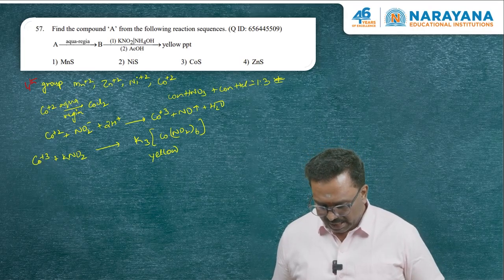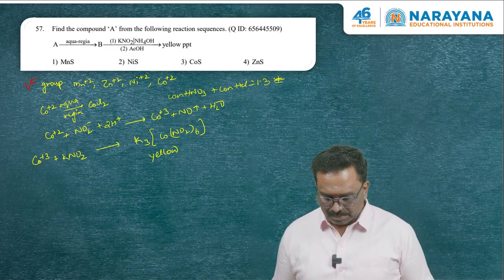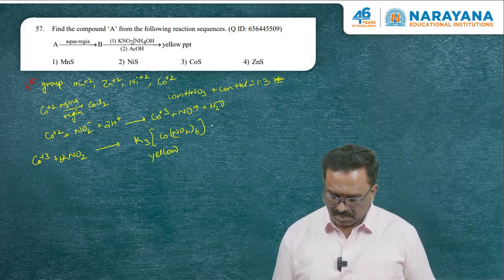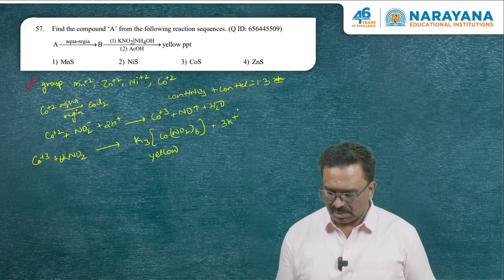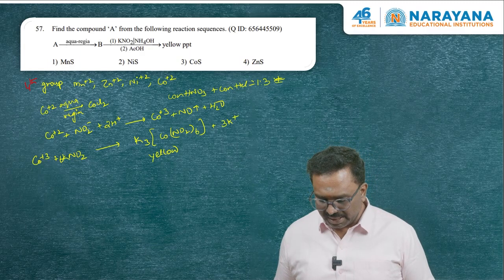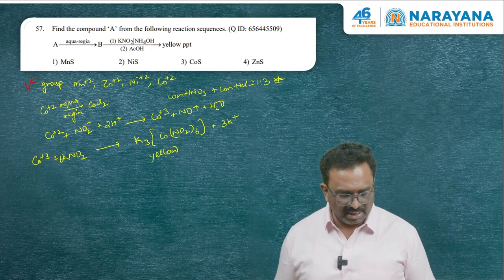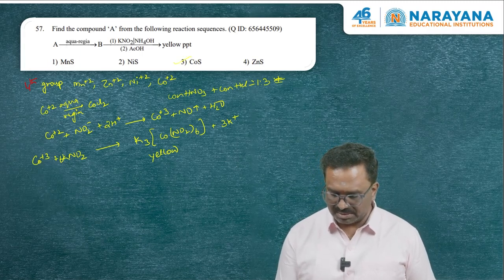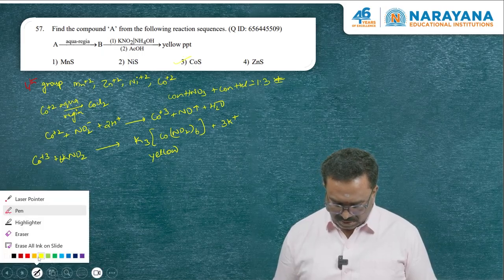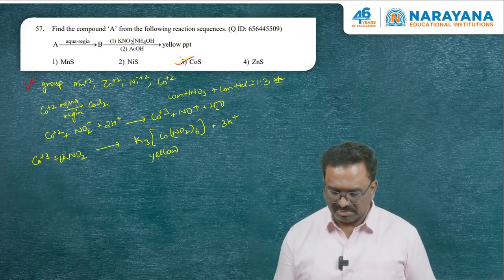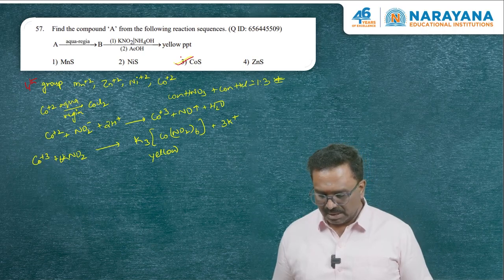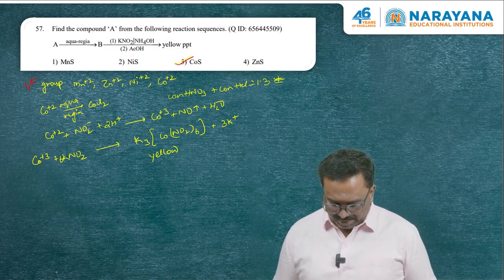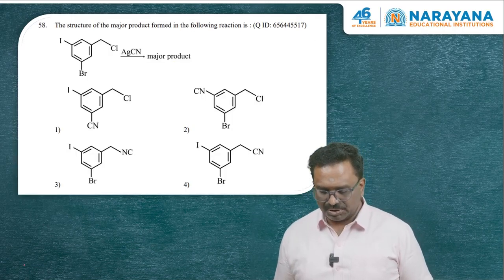So we can identify here the condition is satisfied as per the given for CoS, cobalt. So the correct one for this given question is 3. Let me proceed to the next one.